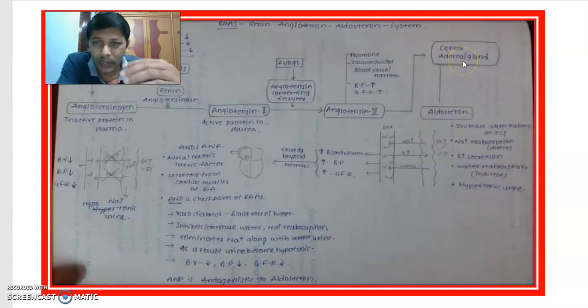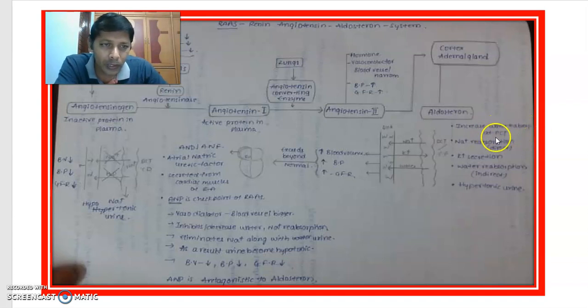Adrenal cortex produces many hormones. One of them is aldosterone. What is that? Aldosterone. And what does it do? Where does it act? This aldosterone acts on the DCT as well as the collecting duct of the nephron, the distal convoluted tubule of the nephron. And what does it do there?